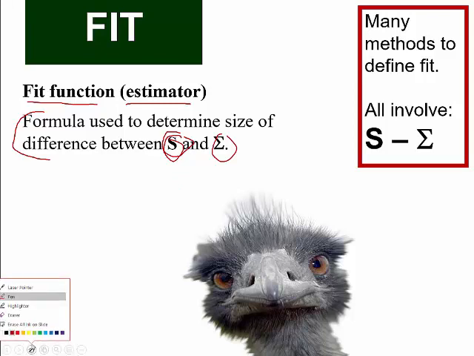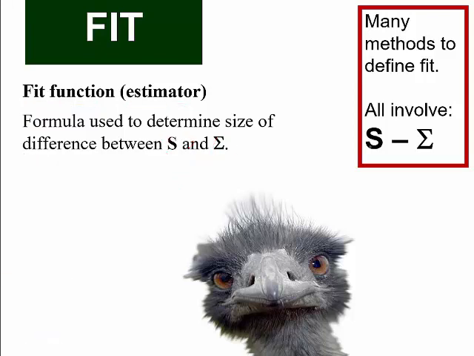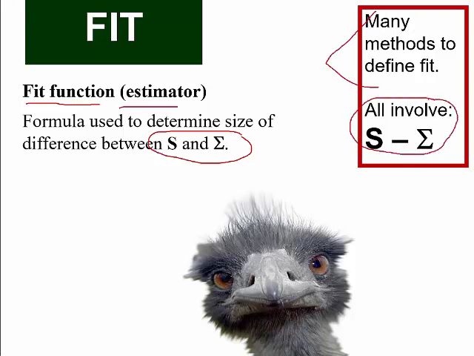And that's one approach. There are actually going to be a few different approaches we will look at as we go along. But note that whatever formula we use to determine the size of difference between S and sigma, we're going to call that formula our fit function, or another term, our estimator. There are a few different fit functions or estimators we can use, but again, they're all going to involve measuring the difference between S, our sample, actual observed variance-covariance matrix, and sigma, our reconstructed variance-covariance matrix.